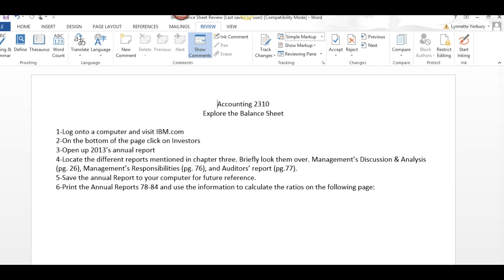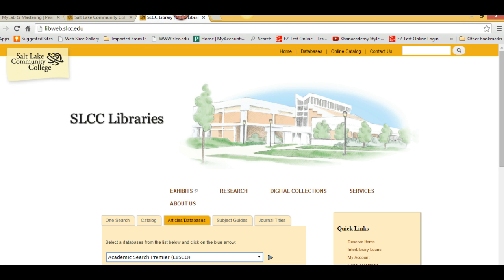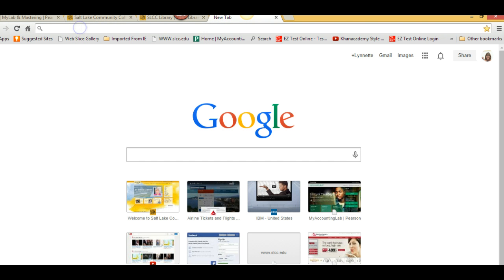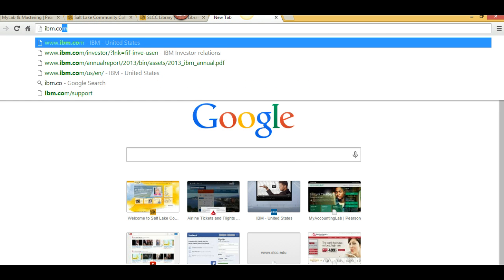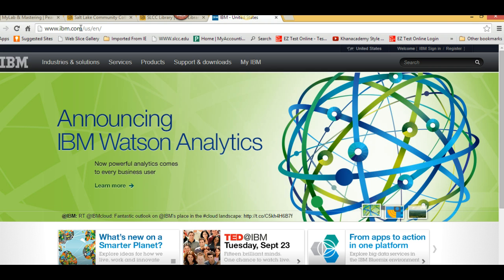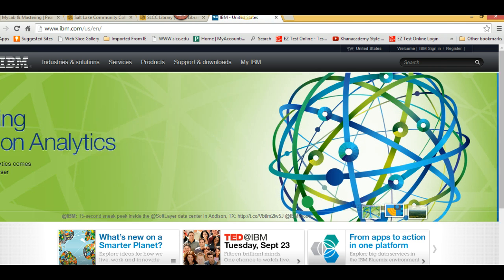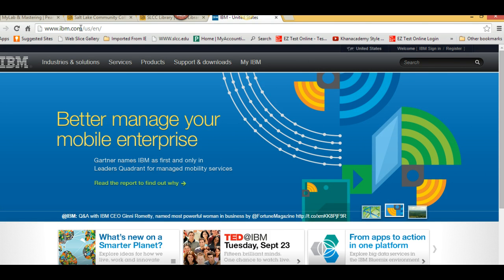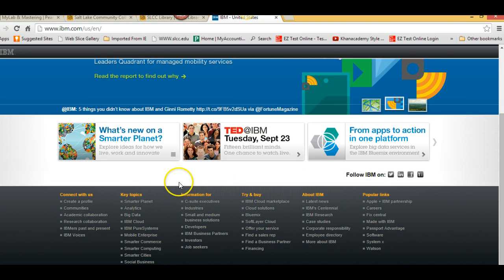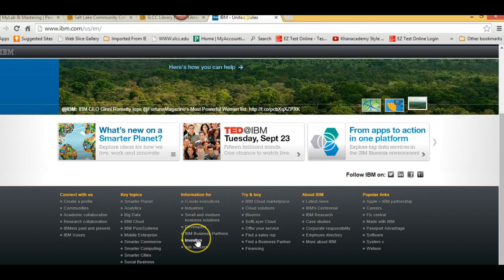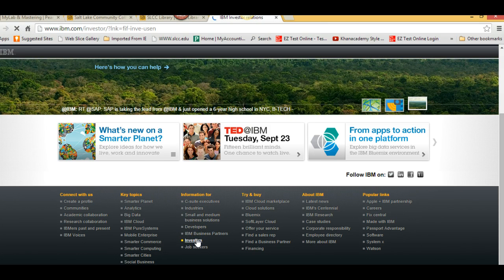Are you ready? Let's go to a browser, and I'm going to pick a blank page and just type in IBM.com, and up pops their website. Now you can find investment information, financial statement information for investors on websites in different places. Sometimes it's in the top navigation bar or a navigation bar on one of the sites. For IBM, it's on the bottom. And you can find it under information for investors. So we'll click on that.